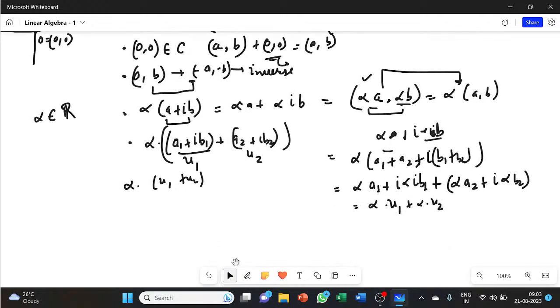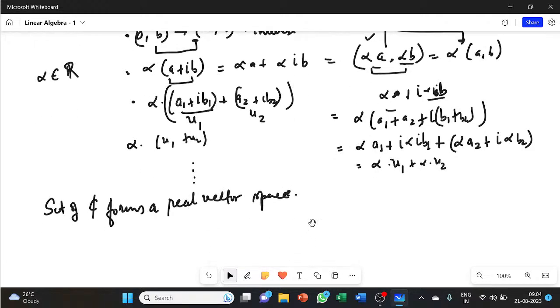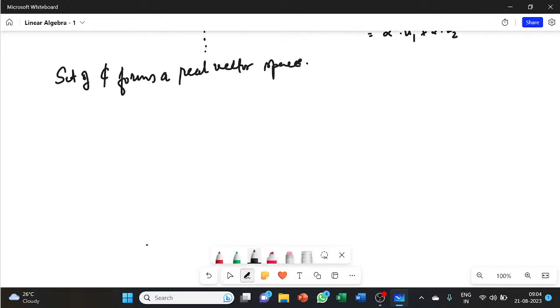Similarly, other things can follow. Other things I'm leaving up to you; you can do it on your own. So always remember that the set of complex numbers forms a real vector space. Now, what do you think about this particular set?